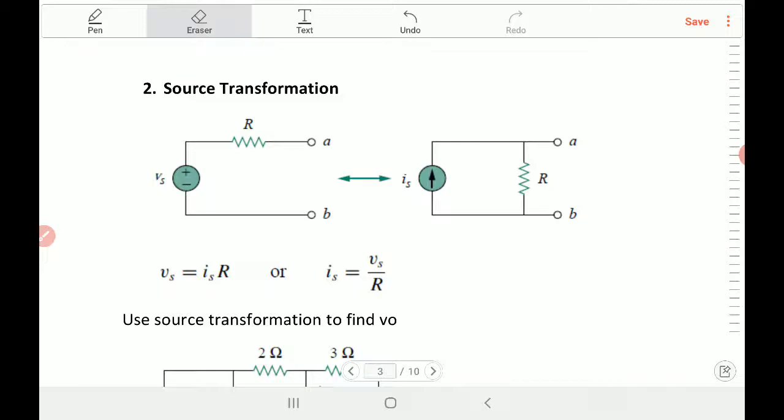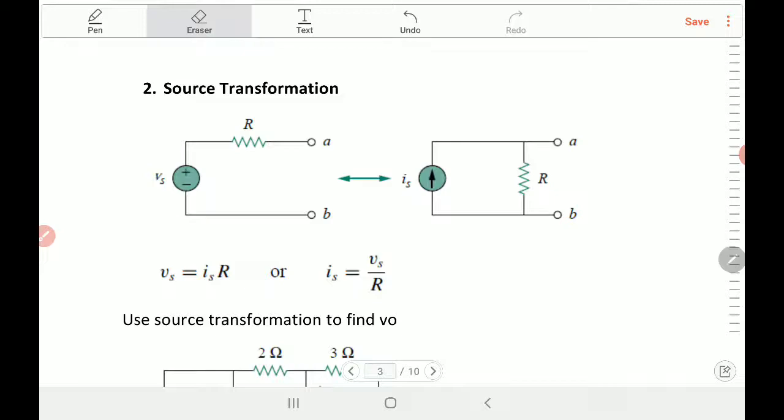We can use source transformation when you have mixed sources in a circuit. I mean, you have voltage sources and current sources, and you will find it's hard to solve with these sources, and sometimes it's easy to solve the circuit if you make a transformation from voltage source to current source or from current source to voltage source.